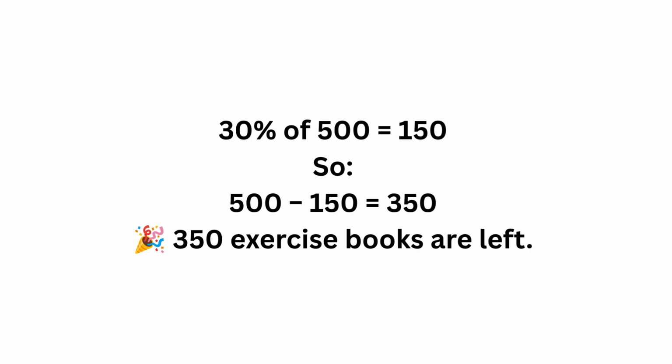Now, you are going to subtract the 150 sold from 500. Then we get the ones that are left. So from the original 500, you subtract 150. And when you subtract 150 from 500, you get 350. So 350 exercise books are left.